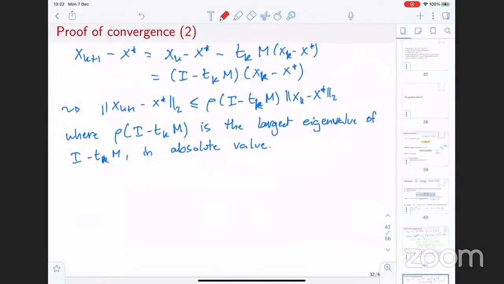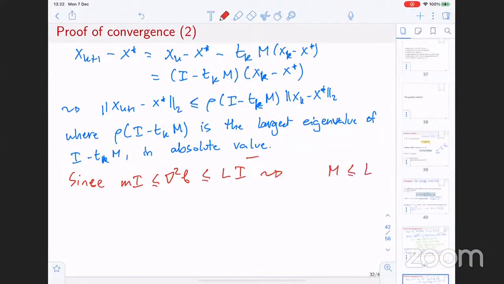Now let me continue here in red. Since the Hessian of f is always between m identity and L identity, remember, this is what I mentioned last time, this means that all the eigenvalues are between little m and big L. This means that M is between m identity and L identity. Again, this is the order, meaning that the eigenvalues are all between little m and big L.